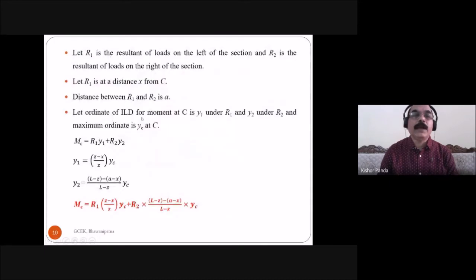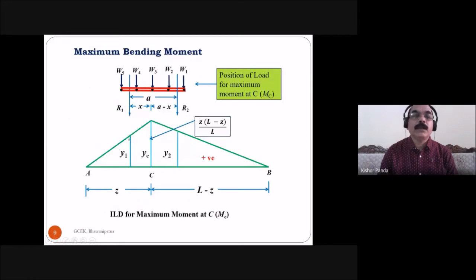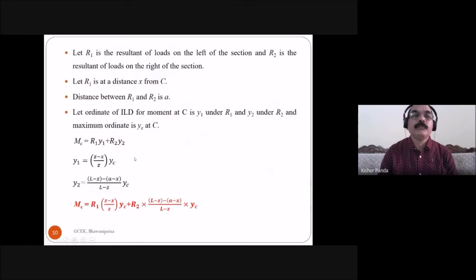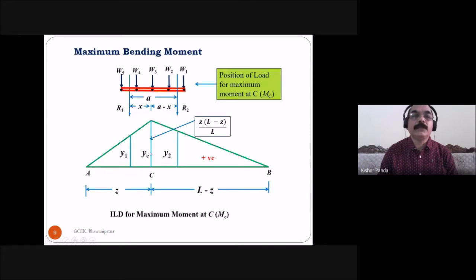Let the ordinate of the ILD for moment at C under R1 be Y1. Under the resultant R2, the ordinate of the ILD is Y2. And the maximum ordinate is YC at C.